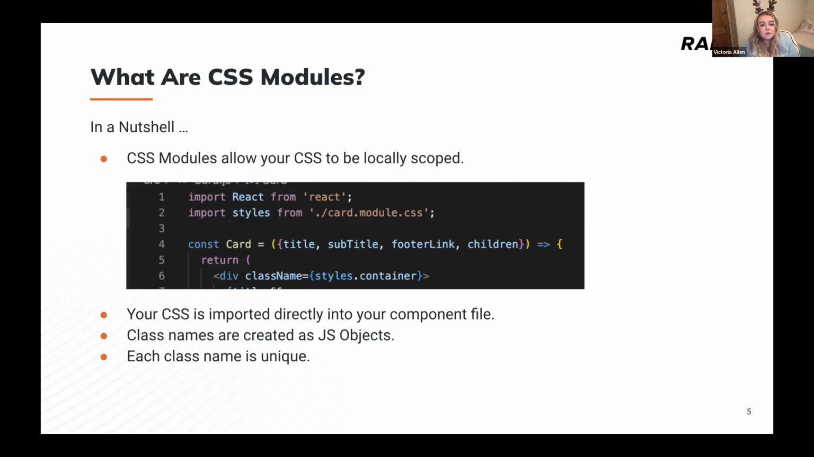You can see here, we import styles from the card.module.css file. And then we can create class names, which are actually JS objects, which you can see here, which is styles.container. Each class name is unique and is linked to those styles we have in our CSS file. So there's no need for global files anymore.